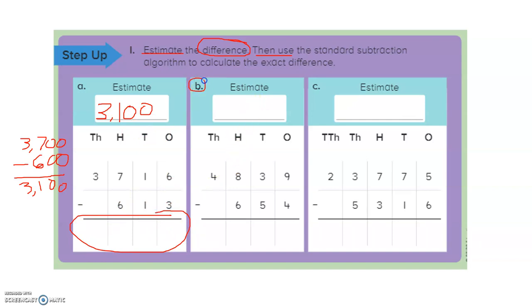You need to estimate on these ones as well. So estimate what these two numbers would be and subtract them. Estimate what this number and this number would be and then subtract them.